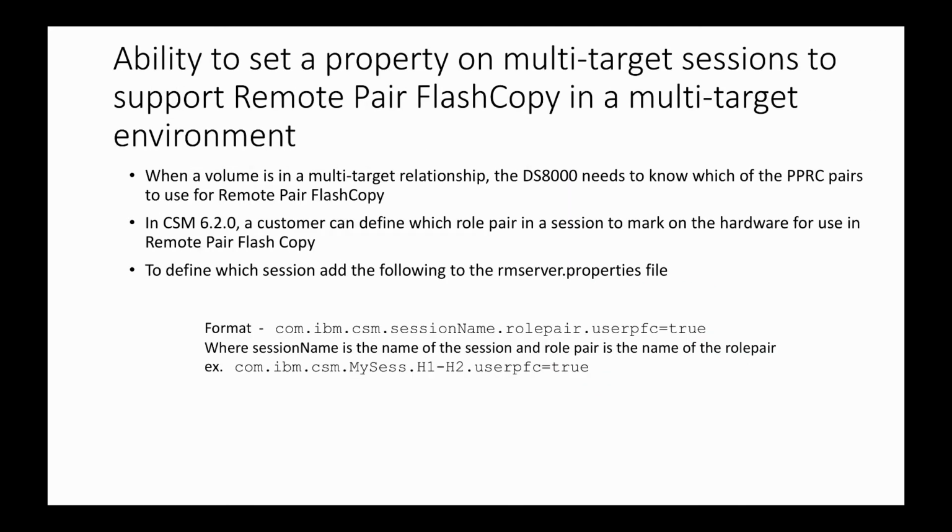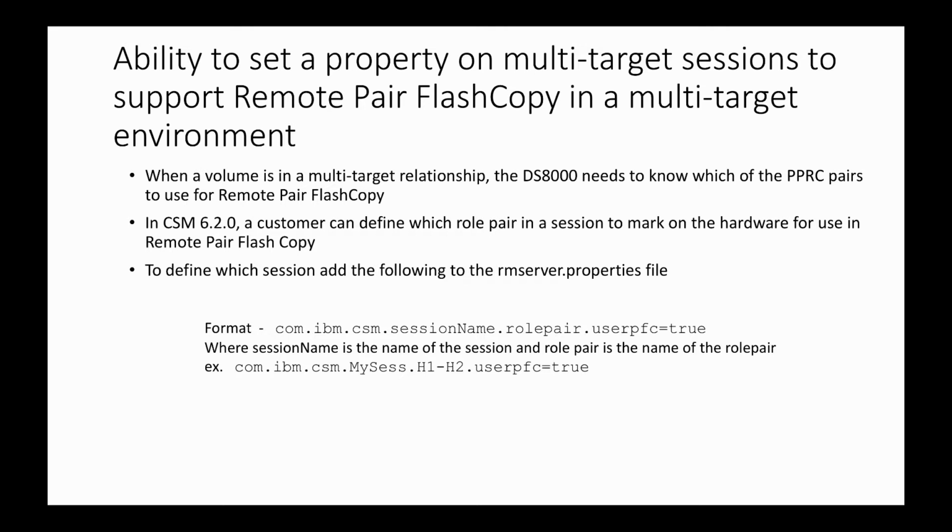Alright, next one is the ability to set a property for multi-target sessions to support Remote Pair FlashCopy, also called the Preserve Mirror feature on DS8000. And what this is, if you have a multi-target relationship, so you have one source volume going to multiple targets, but on that source volume you want to set up this Remote Pair FlashCopy, Preserve Mirror. Well, the hardware doesn't know which of the PPRC relationships to use in the multi-target relationship, so you actually have to tell it which to use.